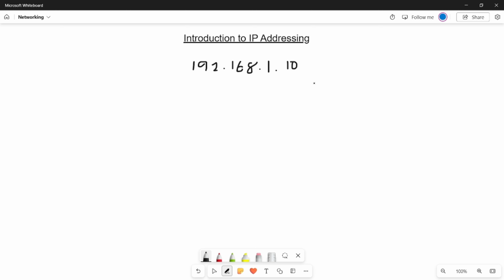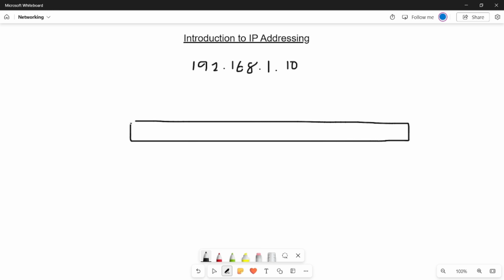Okay, let's take the same example that we discussed previously. When we consider an IP address, it has two parts. When we draw the IP address like this, there are two parts. This is one part and this is the other part. The left-hand side we call the net IP.